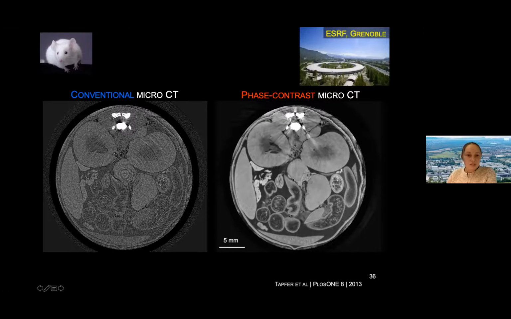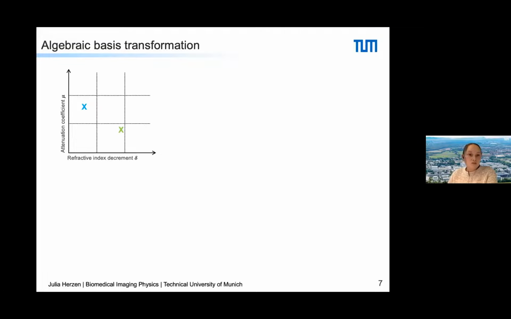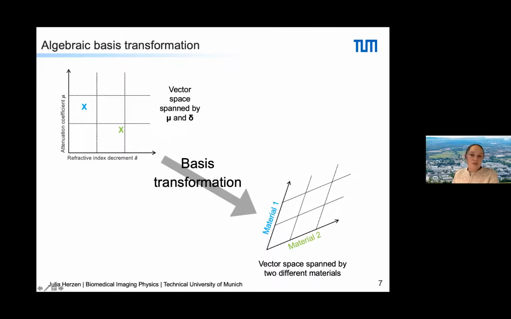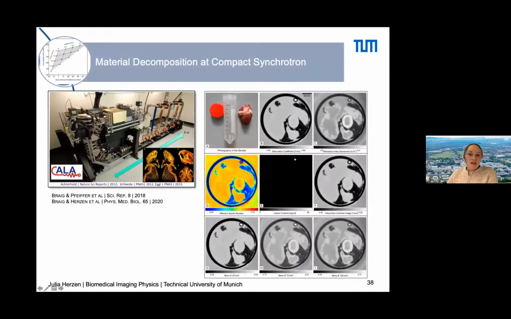So 2 different quantities. If you perform a scatter plot, you plot the attenuation coefficient mu on the y-axis and the refractive index decrement delta on the x-axis, and you get a scatter plot. And just by a basis transformation away from this vector space, which is spanned by mu and delta, you can transform the basis to 2 different other materials. In this case, you have then material 1 and material 2 distribution by this change of vectors. And this we tried at our synchrotron that we have in Munich.